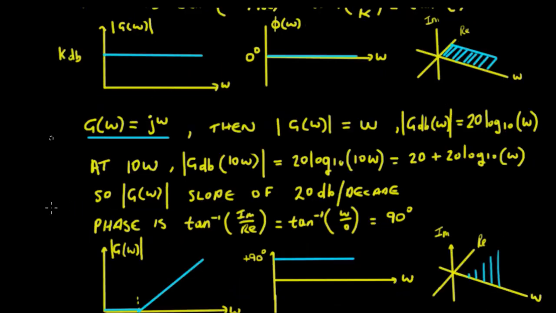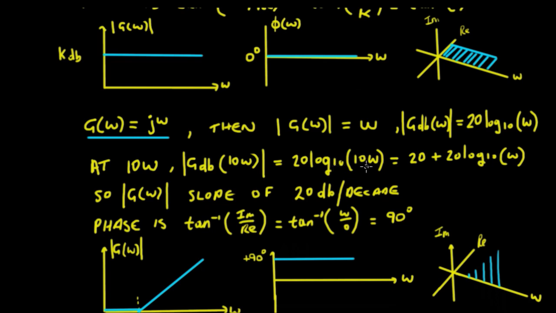Okay, so the next one that we'll look at is g of omega equals j omega. So the magnitude of this is just going to be our value of omega, and we're going to have the magnitude in dBs 20 log base 10 of our value of omega. Now again, we've seen this in the previous video, but if we were to put in a value of 10 times omega, then the gain in dBs would be 20 log base 10 of 10 omega.